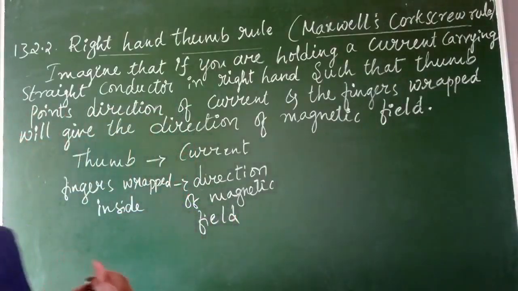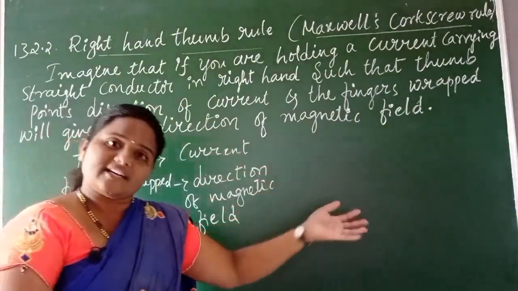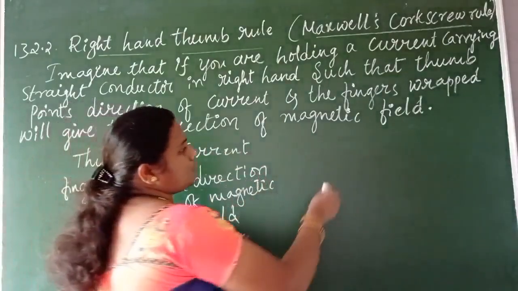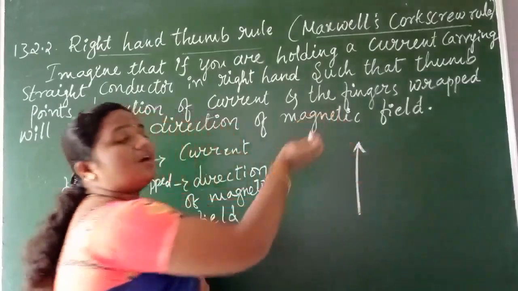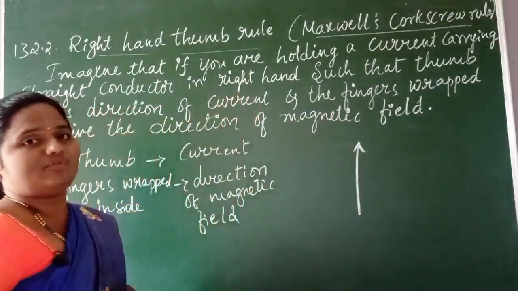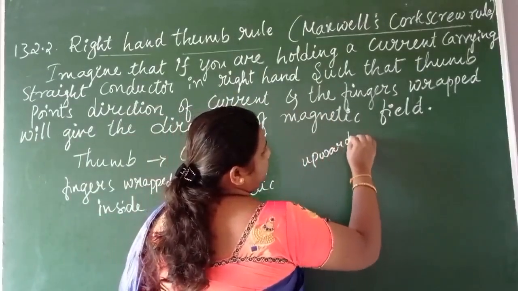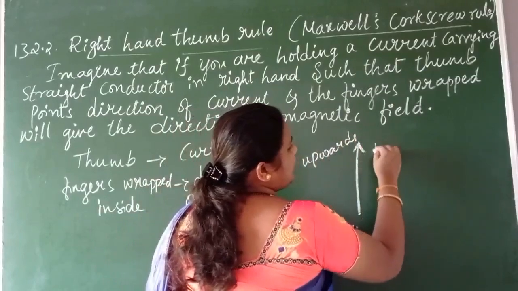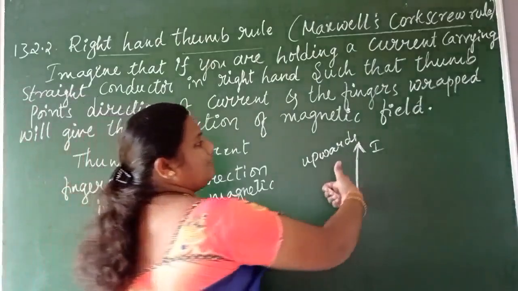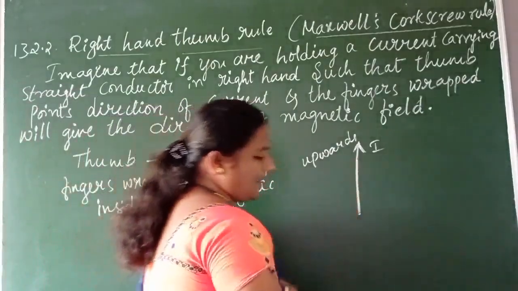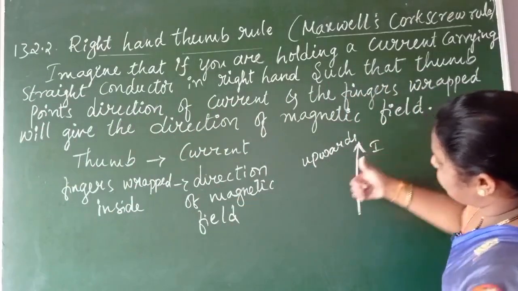Suppose the current is moving upwards, children. Then what is the direction of the magnetic field? Imagine that the current is moving vertically from downwards to upwards, in the upward direction. This is nothing but a current, isn't it, children? Then at that time the magnetic field, see, children, are you looking here? Imagine that in this direction the current is flowing.